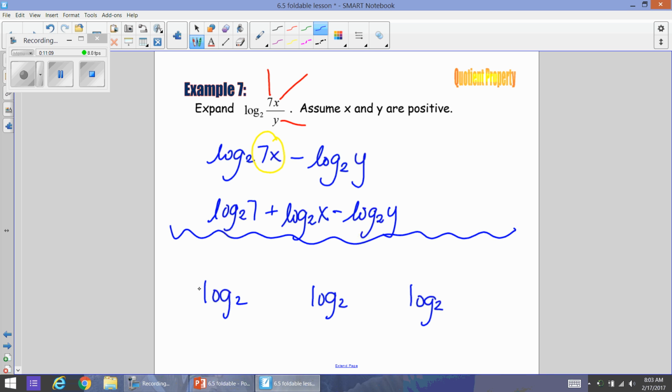7 is in a numerator, which means that is positive. X is in a numerator, which means that is positive. Y is in the denominator, which means this is negative. Numerators are positive, denominators are negative. Take a look right here. It's the same as our final answer. I don't care which way you do it, whatever's more comfortable with you guys, okay?